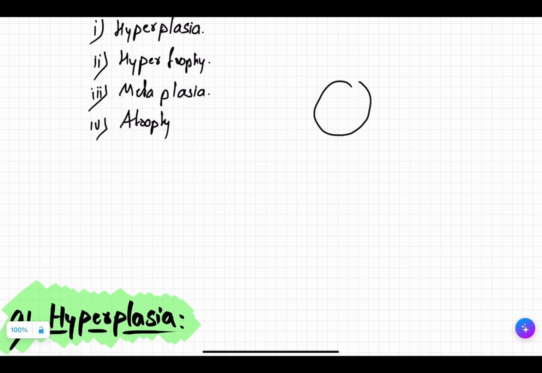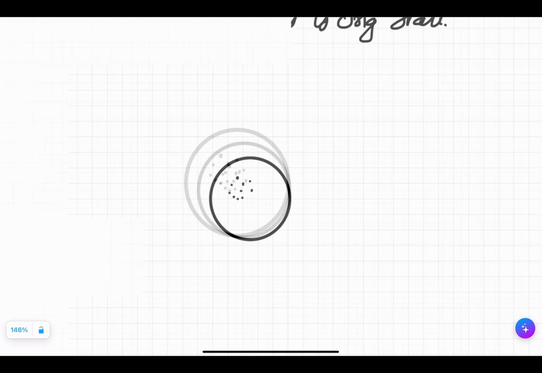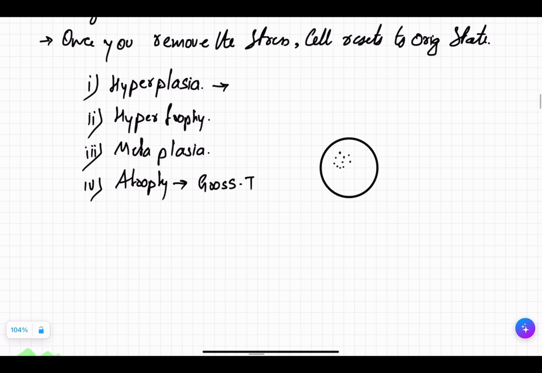See, if this is an organ, if you have to reduce the size of the organ, what can you do? Either you will kill all these cells, or you will make the cells smaller. Anyways, the size of the organ will reduce. That is why atrophy is not a microscopic term. Hyperplasia is a microscopic term because the cells are undergoing changes, and you can see it there. Hypertrophy is also a microscopic change. Metaplasia is also a microscopic change, but atrophy is a gross term. Always remember it. When you read Robbins, it's mentioned there.